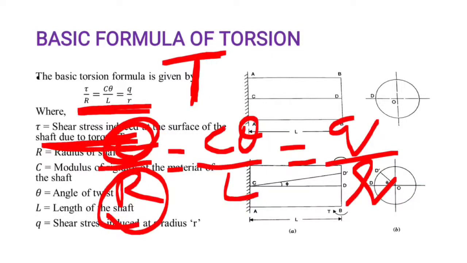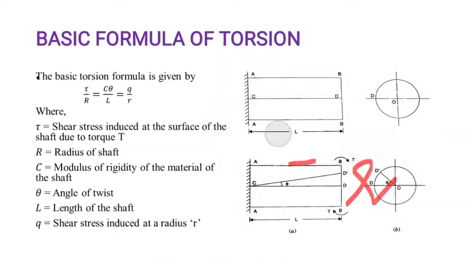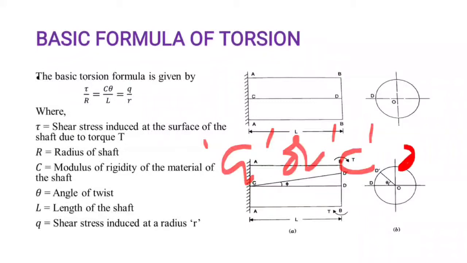R is called the radius of the shaft. C is called the modulus of rigidity of the material of the shaft. In some textbooks, the modulus of rigidity is given by G. In some textbooks, C. In some textbooks, N.